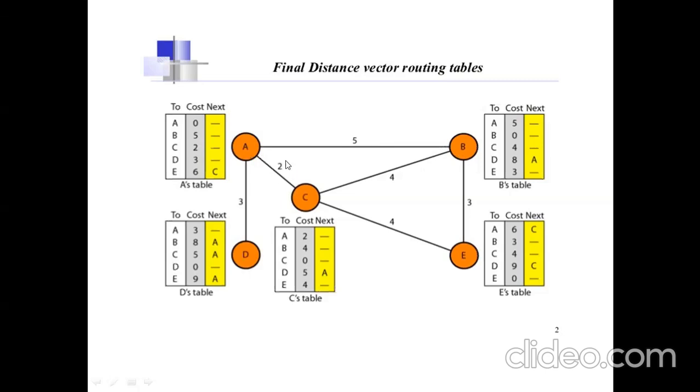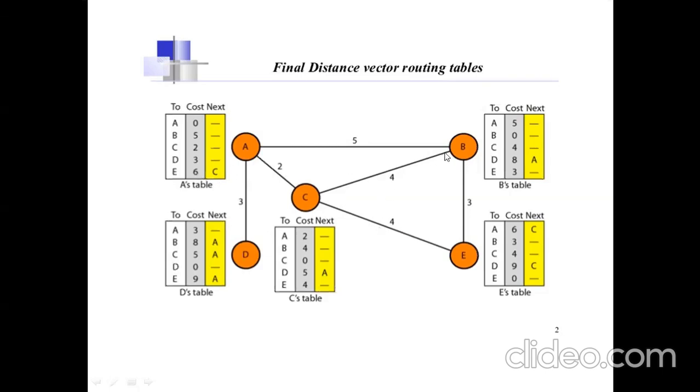A to C is 2. Similarly, A to D is 3. And A to E is not directly connected, it goes through an intermediate node. A is connected to E through C, so we have to calculate both costs: 2 plus 4, that is why it is written 6.